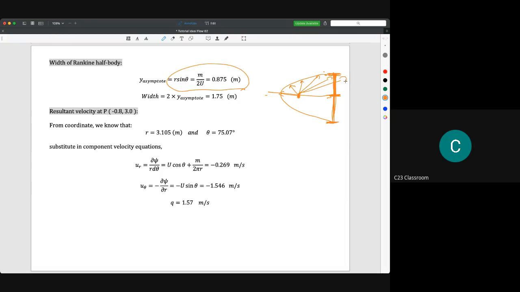So we use the idea of r sine theta here. r sine theta is equal to y. And y asymptote occurs at theta approaching zero, because the smaller the angle here, the higher the value of y asymptote. So after you substitute theta approaching zero, we get r sine theta equal to 0.875 meters. If we multiply by 2 to get the width, it is equal to 1.75 meters.